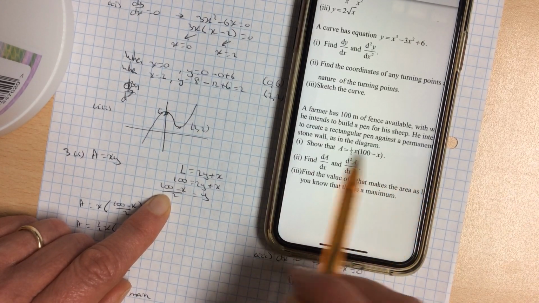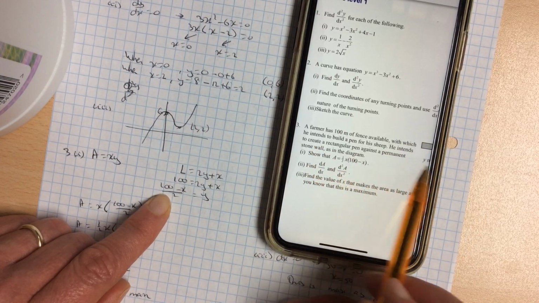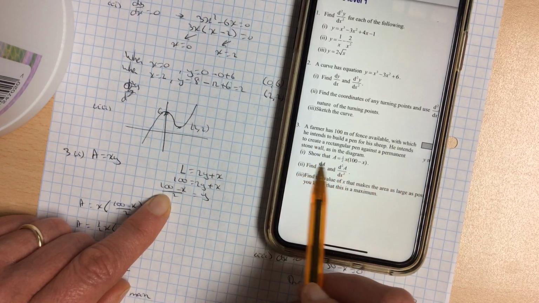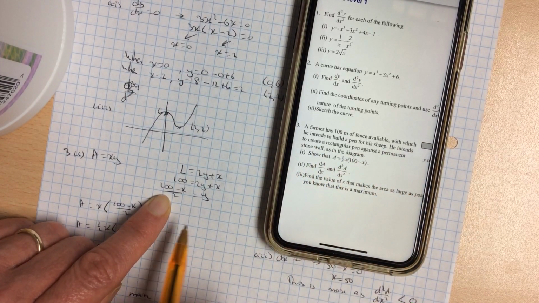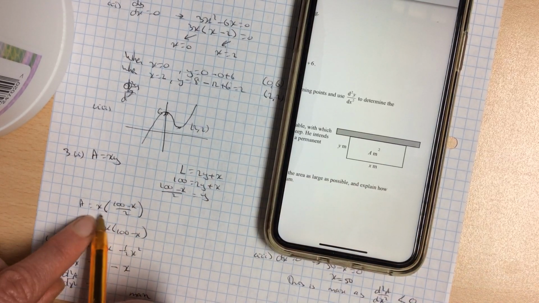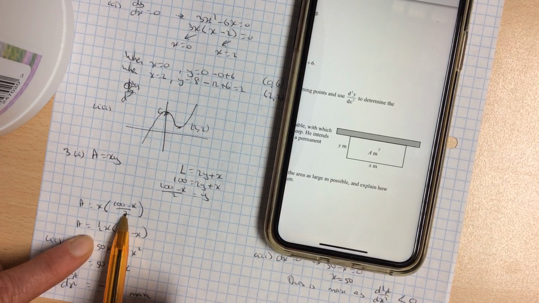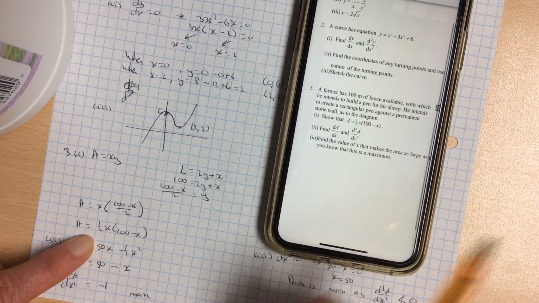And he wants to, let's say, which he intends to build. He intends a rectangular pen. So show that the area equals this. So the area is the length times breadth, x times y. So x times y. And just tidying that up. So it's a half x times 100 minus x. That's what they wanted you to show.